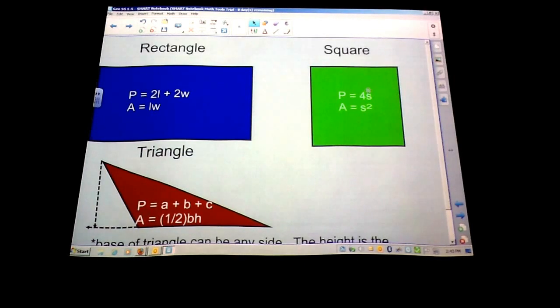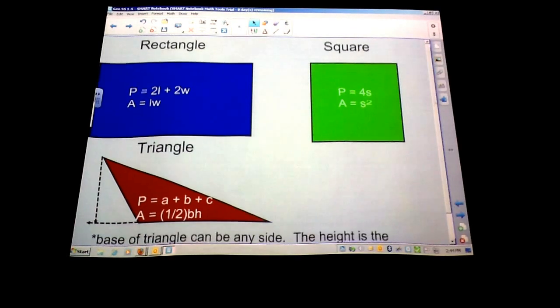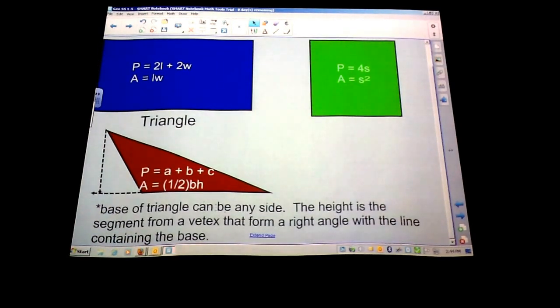Well, if we're dealing with the square, a square is a rectangle, so these would also work for a square, but we could shorten it up a little bit because the perimeter is equal to 4 times a side length, where the area is equal to the side length squared. Notice that would give us the same thing as length times width because they would both be the same. On a triangle, the perimeter, we just add up all the sides to equal the distance around the triangle. But its area formula is 1/2 base times height.